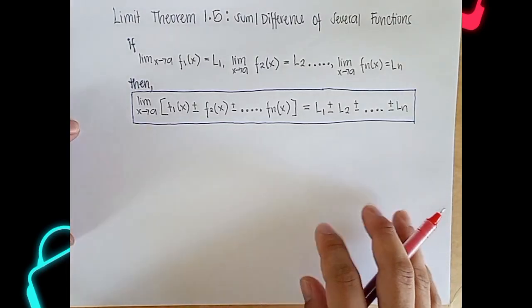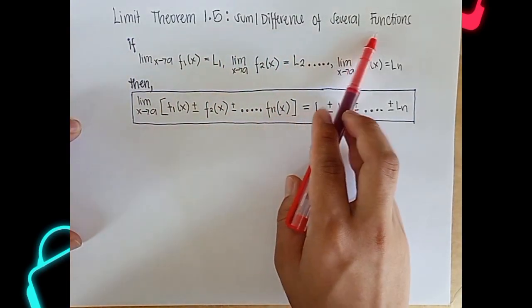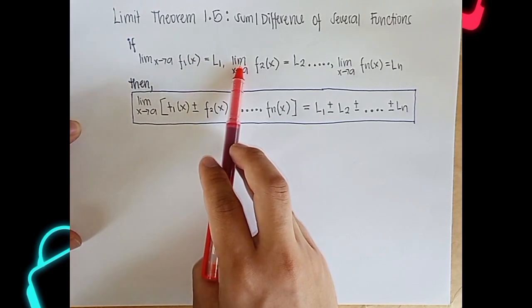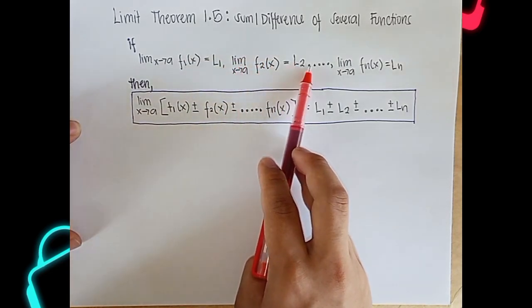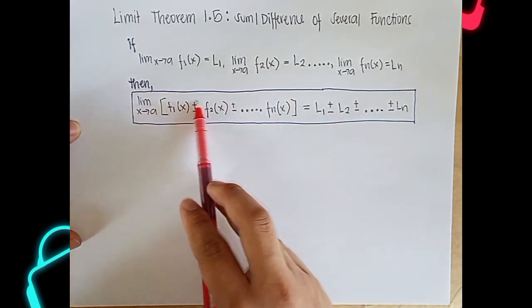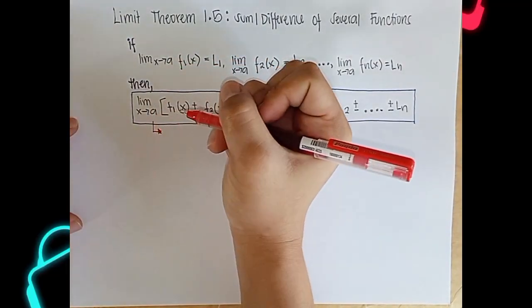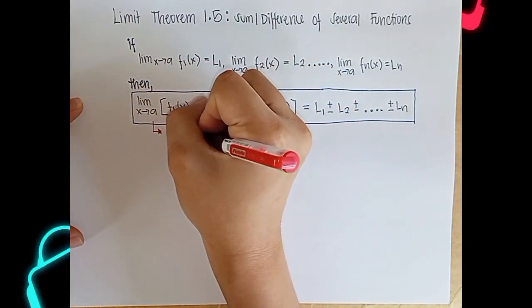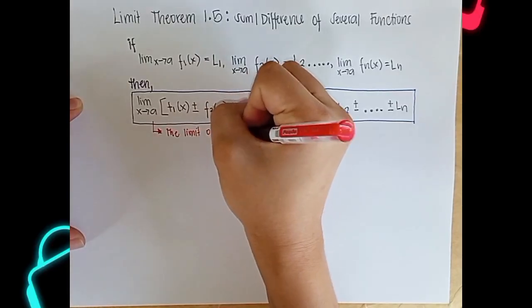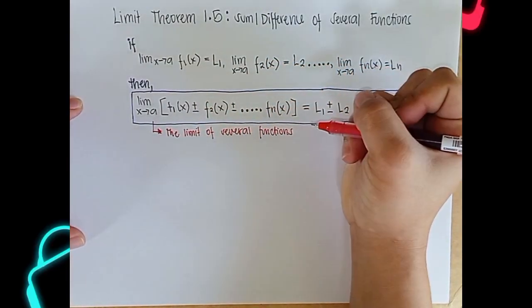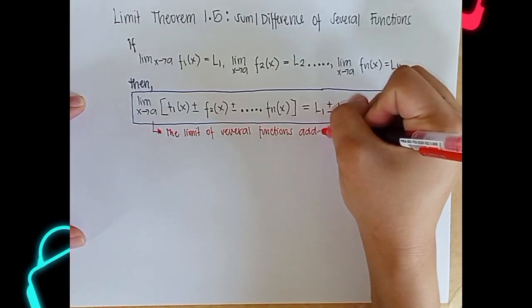The limit of several functions added or subtracted is equal to the sum or difference of their individual limits. This is a general case of the last few theorems. It says that if we have a limit involving multiple functions added or subtracted together, we can take the limit of each piece individually and then combine the results using the same operations.